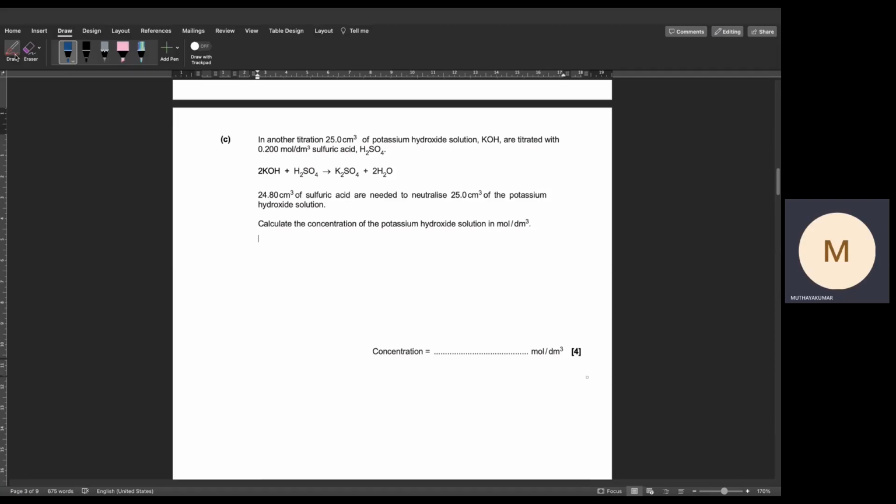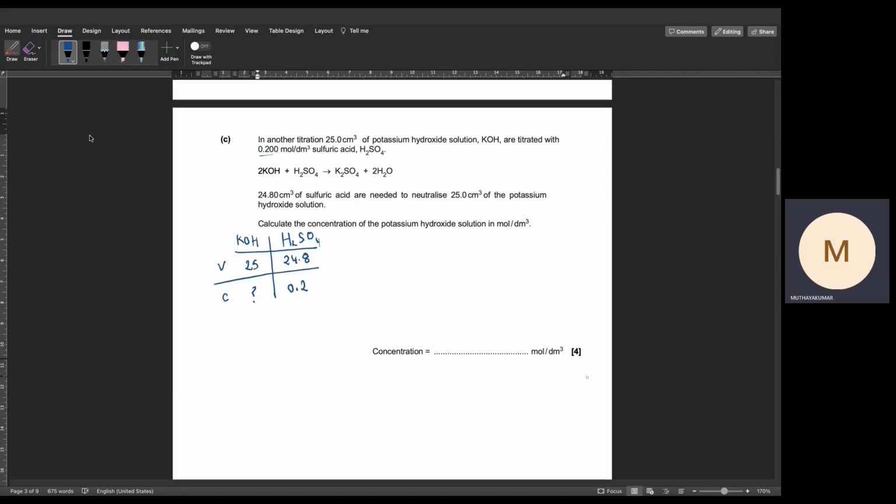Another titration: 25 centimeters cubed of potassium hydroxide solution are titrated with 0.2 mole per decimeter cubed sulfuric acid. 24.8 centimeters cubed of sulfuric acid are needed to neutralize 25 centimeters cubed of potassium hydroxide. Calculate the concentration. So again, a table: KOH, H2SO4. The concentration of acid was given in the question, 0.2. The concentration of potassium hydroxide is what we're trying to work out.